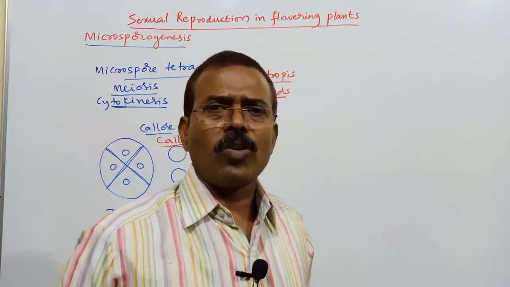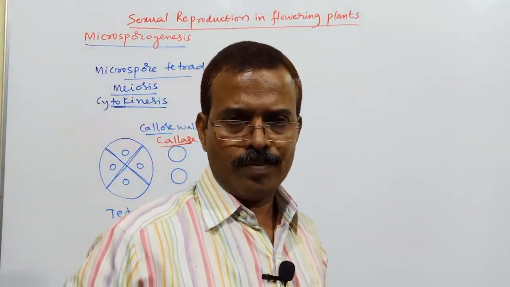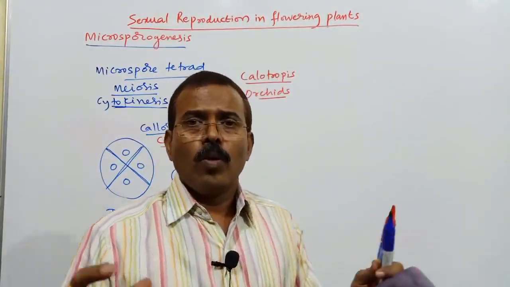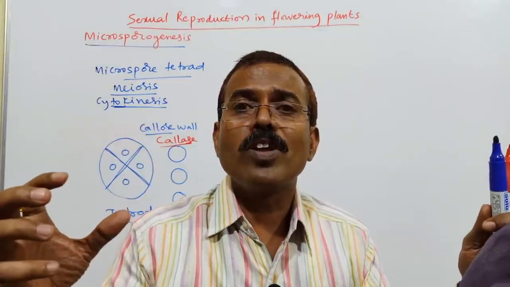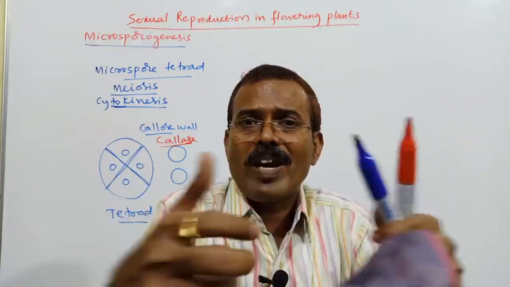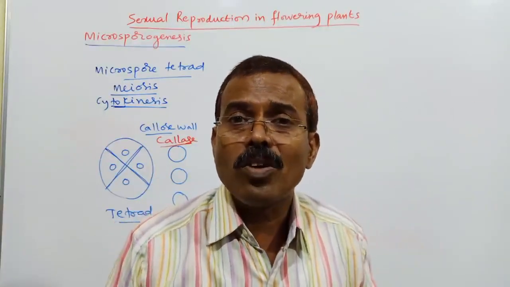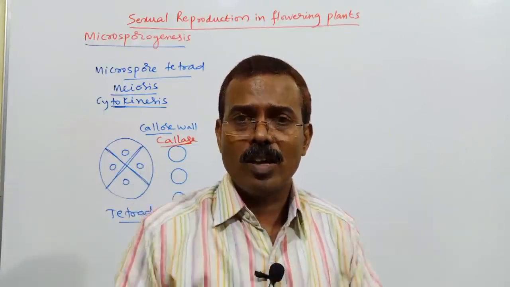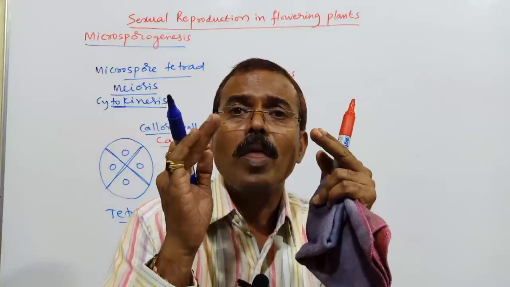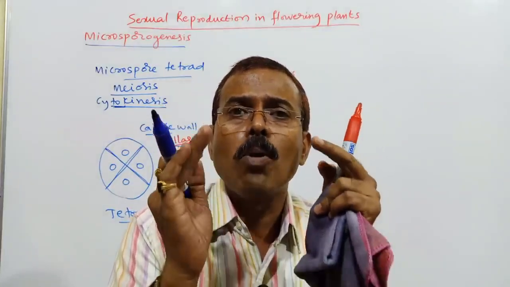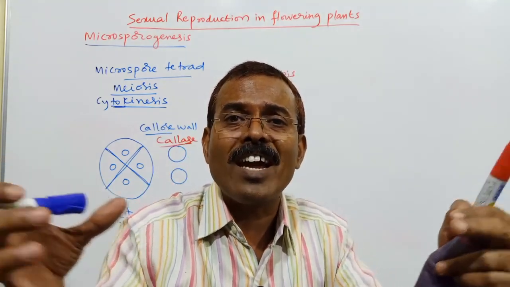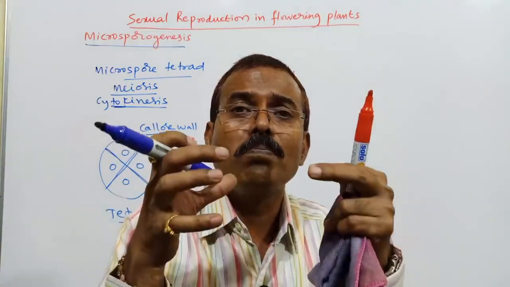Examples like Calotropis, Echidna, orchids. In them, when microsporangia produce the pollen grains, the pollen grains will not get separated. The pollen grains will adhere with each other to form a single mass of pollen grains, due to the attachment or adhering of the pollen grains.